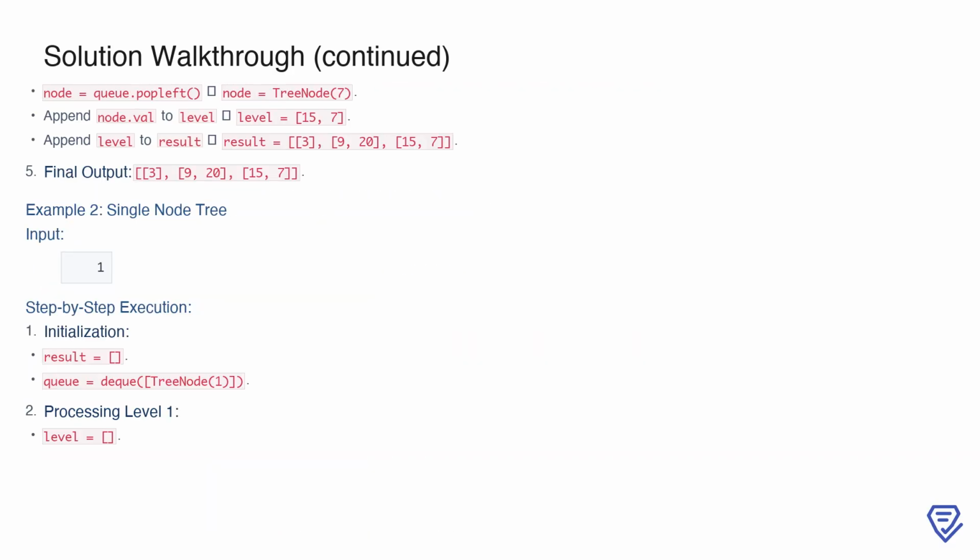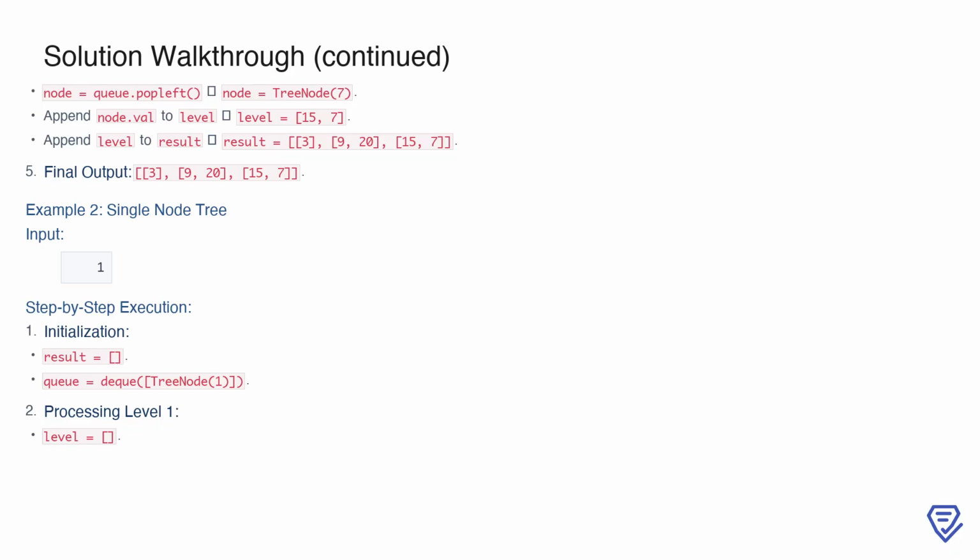Now we process the third and final level of the tree. We initialize an empty level list and loop through the two nodes in the queue, which are TreeNode with values 15 and 7. First, we process the node with value 15. We remove it from the queue, add its value to the level list, and check its children. Since it has no children, the queue remains unchanged.